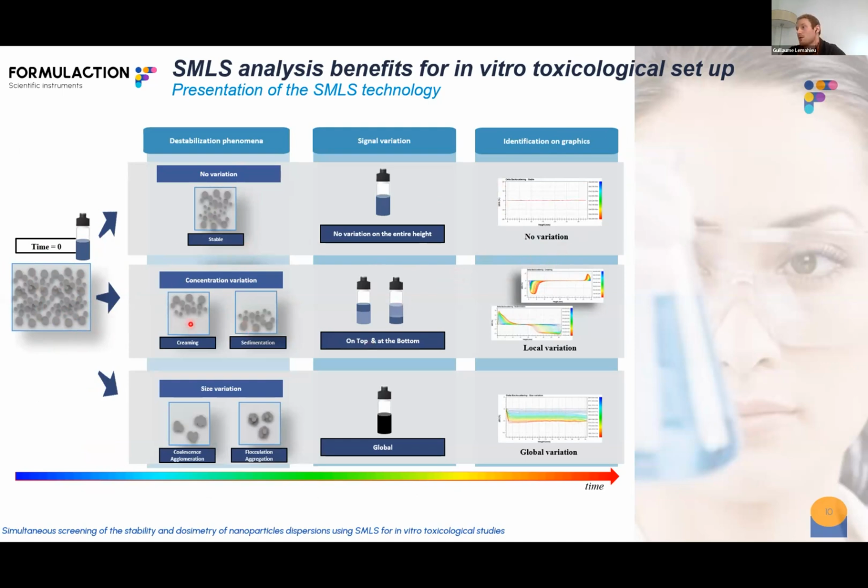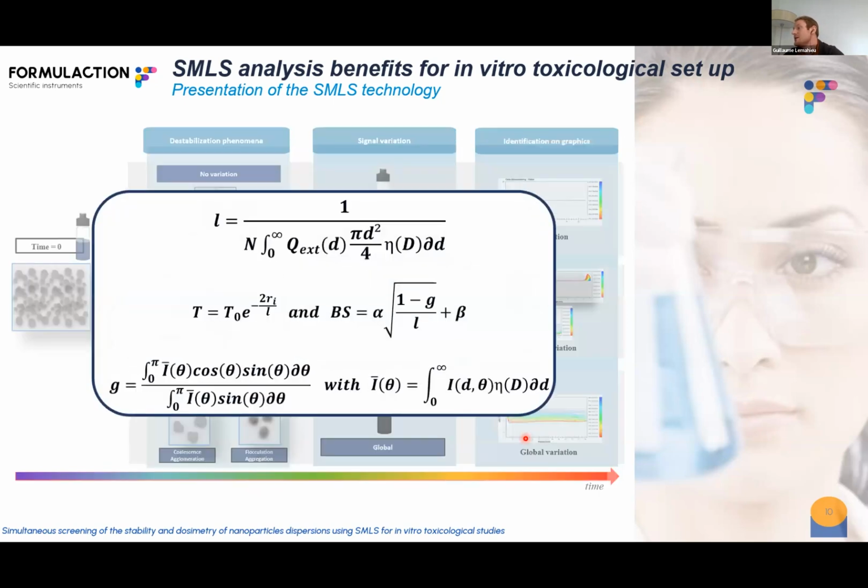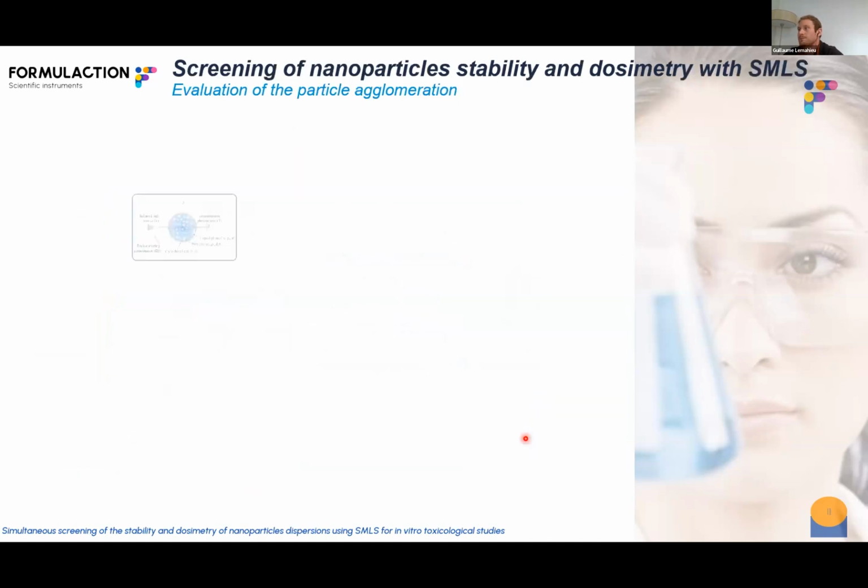If you have, in the most common case, concentration variations such as sedimentations for particle dispersions, you will have local variations in your sample, and you will be able to quantify these sedimentation and migration phenomena. And if you have size variations such as agglomerations, you will have global variations of the transmission and the back scattering, as these values of transmission and back scattering are directly linked to the notion of size of particles and concentration in the dispersed media.